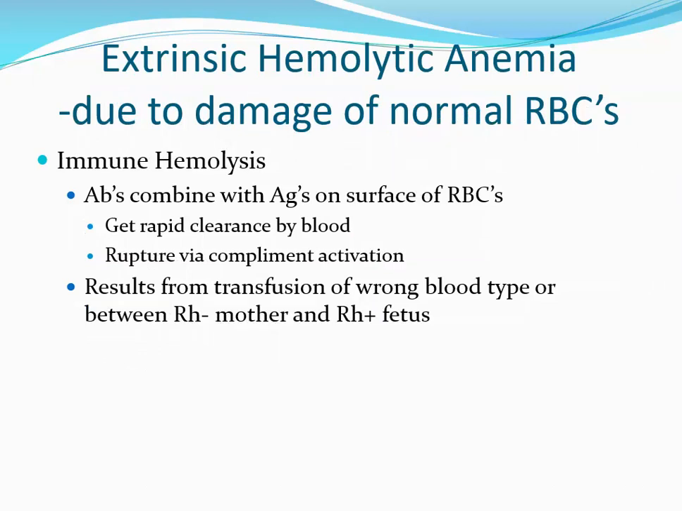Next are extrinsic hemolytic anemias. This is due to damage of normal erythrocytes, so it's external to the cell itself. One form is immune hemolysis. Antibodies will combine with antigens on the surface of the red blood cells. This will result in very rapid clearance from the blood or in their rupture via complement activation. This is a result of transfusing the wrong blood type into a person, or the reaction seen between a mother and her fetus when we have an Rh negative mother carrying an Rh positive baby. Antibodies from mom's blood can cross the placenta and attack the fetus.